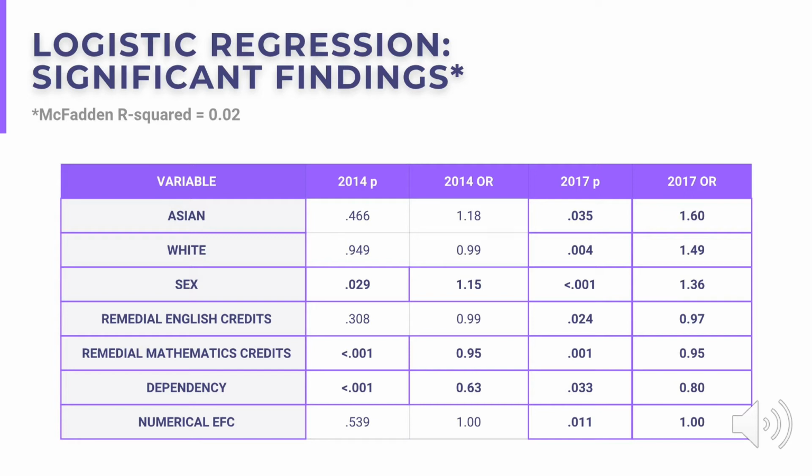mathematics credit that they took. This is not surprising, but given the similarity between cohorts, it appears that the SAP policy changes did not have an impact on the semester-to-semester retention of students based on their developmental course attempt status.